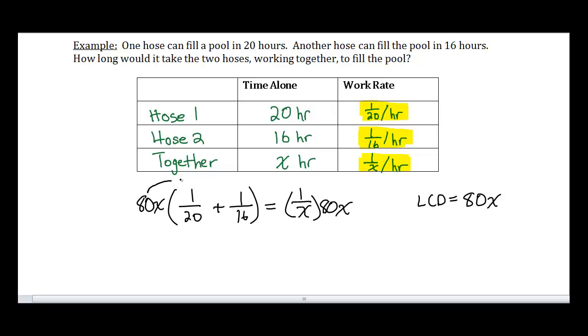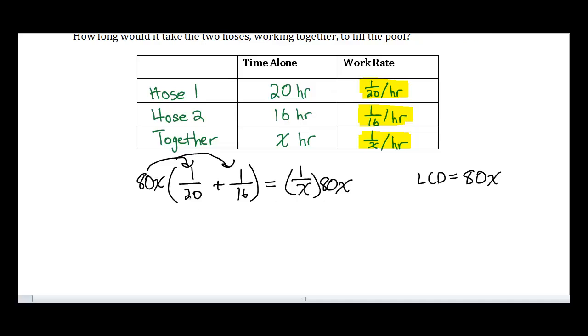When I multiply on my left-hand side, I'm going to distribute. All right. Now 20 goes into 80 4 times, so I'm going to get a 4x. 16 goes into 80 5 times, so I'm going to get a 5x. The x's don't cancel. No x's can cancel. And on my right-hand side, the x's will cancel. And so I'm going to get just 80.